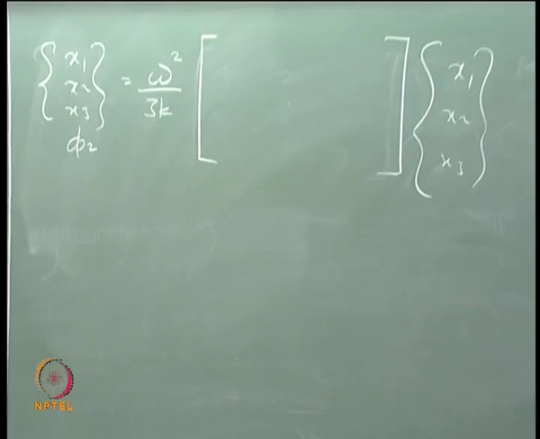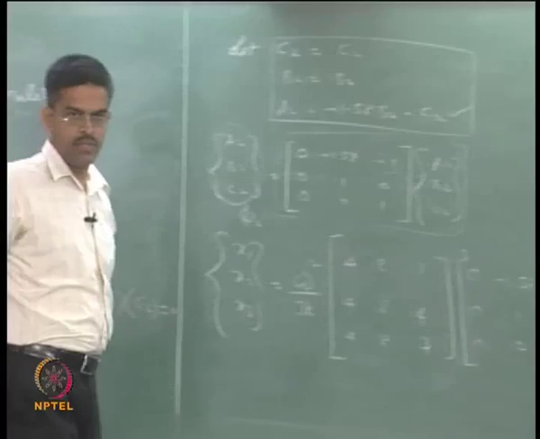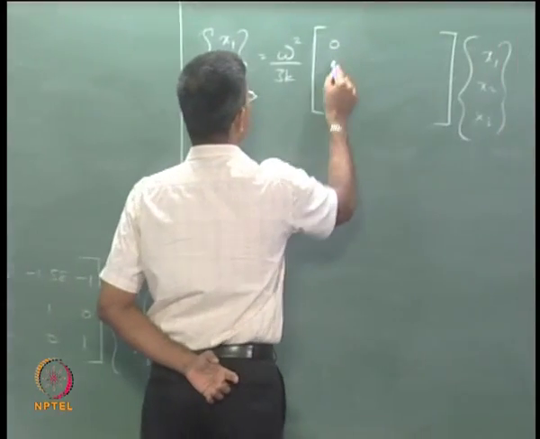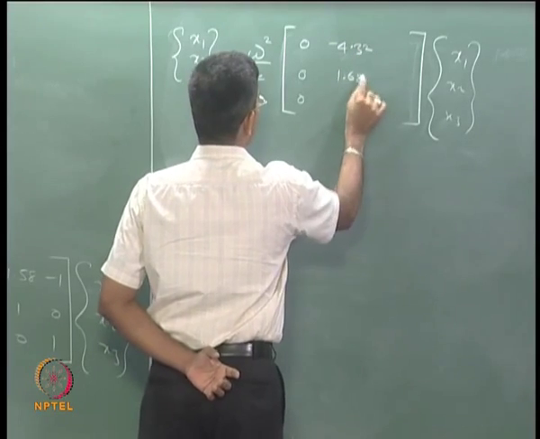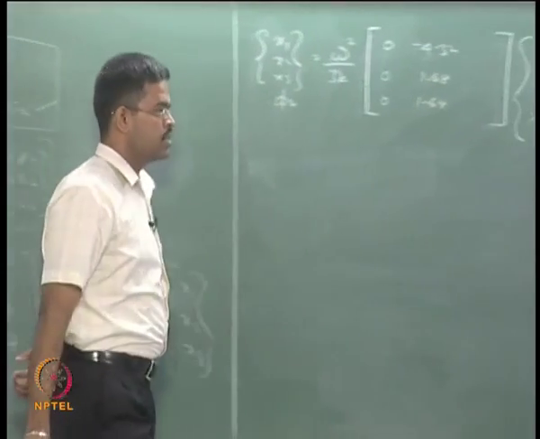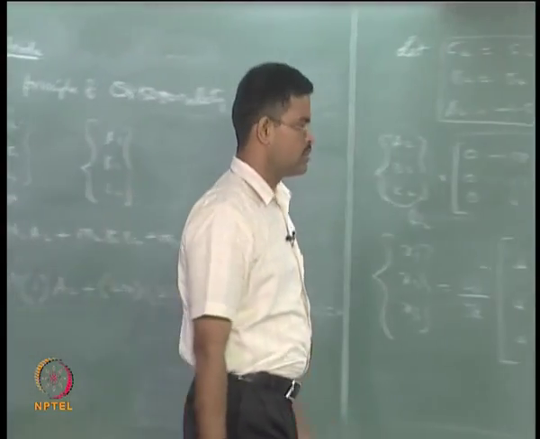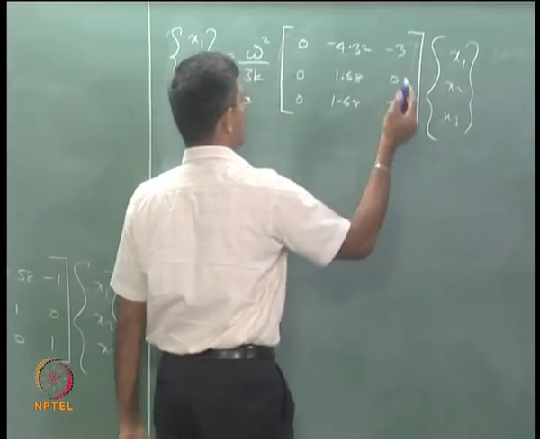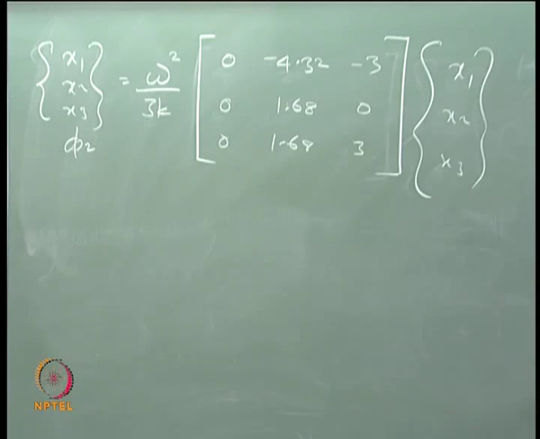Of course the first column of this matrix will be 0 because it is multiplied by a 0th column here. So 0 0 0, minus 4.32 1.68 1.68, second column 0 3, yeah, thank you. So minus 3 0 3. So I am looking for the second mode, I will have 1 0 crossing.